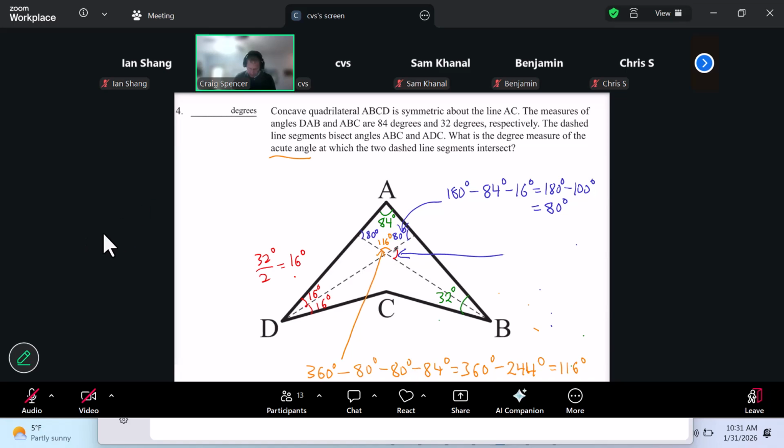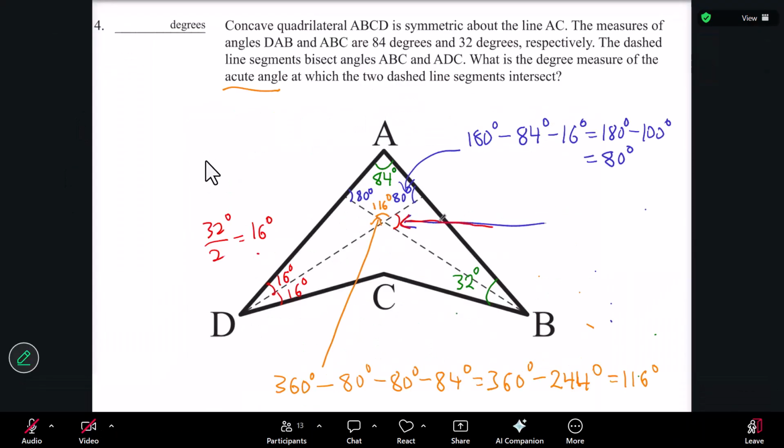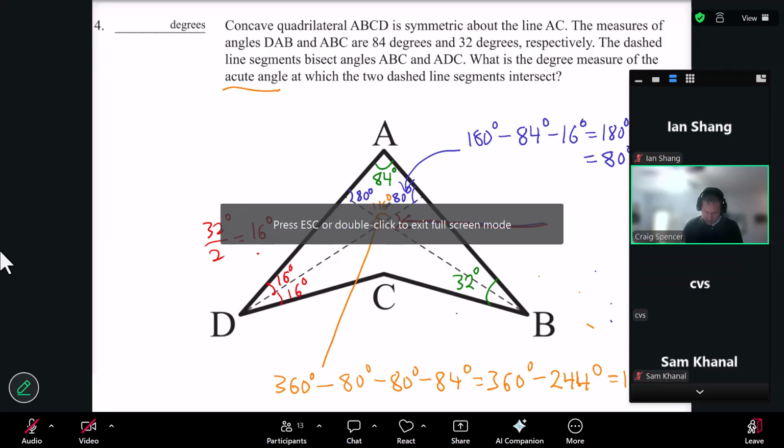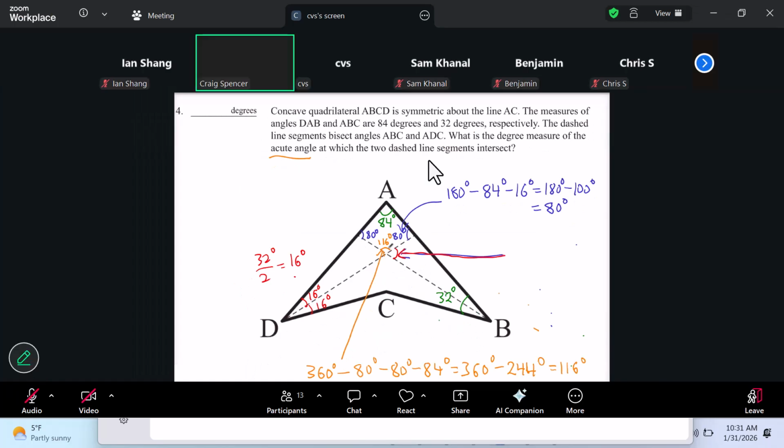But note, if I add up this angle plus 116, they make a straight line, and so you're going to have 180 degrees. So similarly, this orange angle plus this red angle need to add up to 180. So 180 degrees minus 116 is going to leave us with 64 degrees.